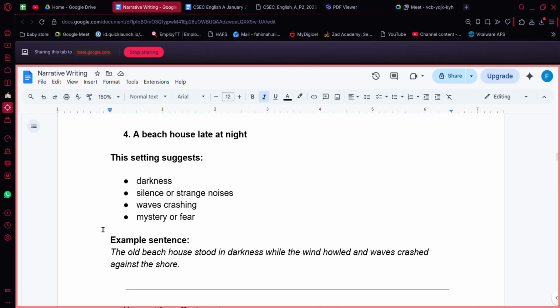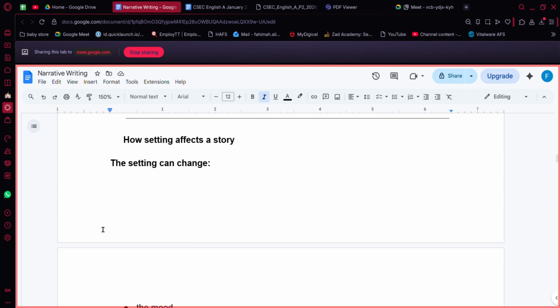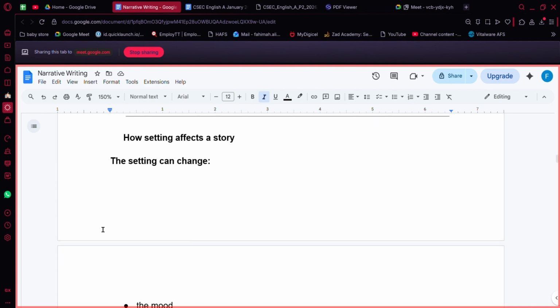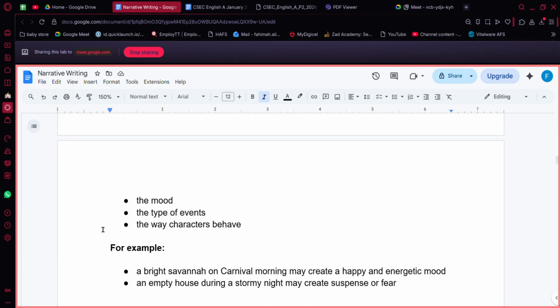Now, how does the setting affect a story? So the setting could change the mood. If it is dark, it will feel scary and spooky. If it is a nice, bright, sunny day, it will indicate the story that is going to happen is a good story, something positive. It also indicates the type of events. If we look down here, a bright savannah on carnival morning may create a happy and energetic mood.